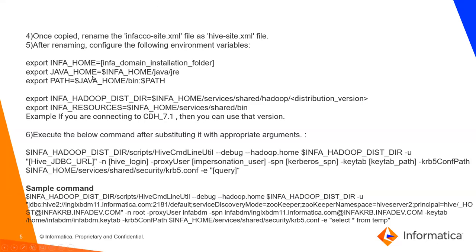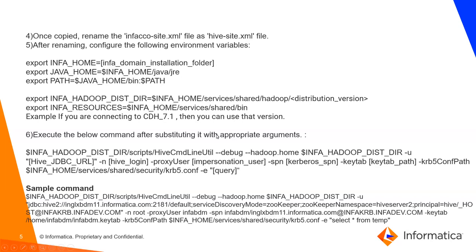Next, we need to set a few environment variables to run this command. The first one is Info Home, which you need to set to the Informatica installation directory. The next ones are Java Home and the path in the Hadoop distribution, where we need to pass the distribution version which you are using. For example, if you are using CDH 7.1, you can pass CDH 7.1, and we need to execute the below command. This is the sample command.